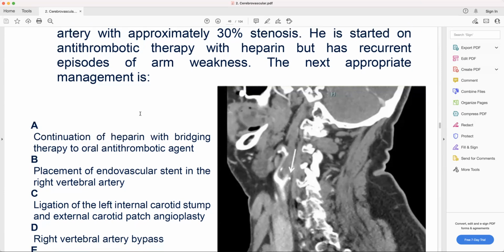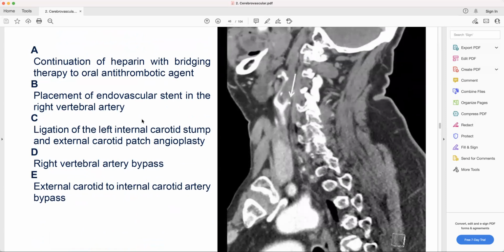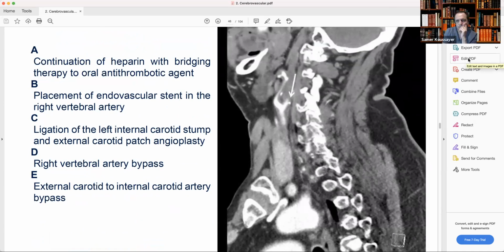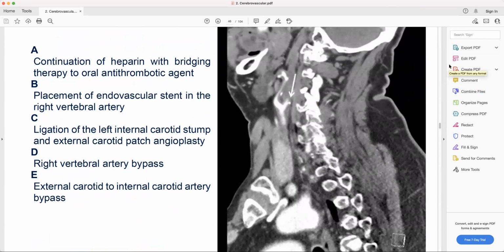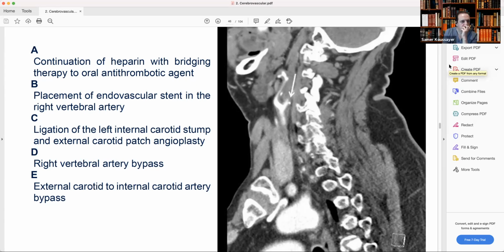Okay. B, placement of endovascular stents in the right vertebral artery. I don't think the pathology is related to the vertebral artery. Correct. C, ligation of left internal carotid stump and external carotid patch angioplasty. This sounds correct.